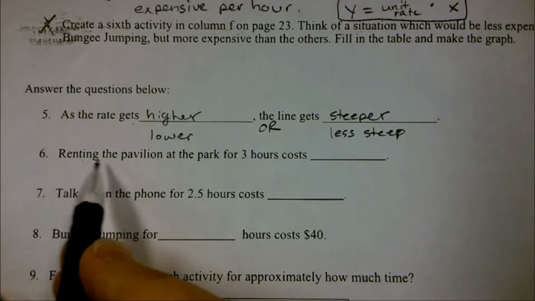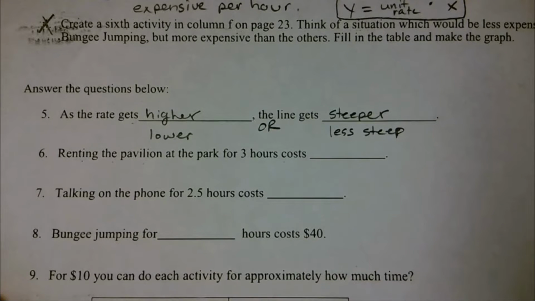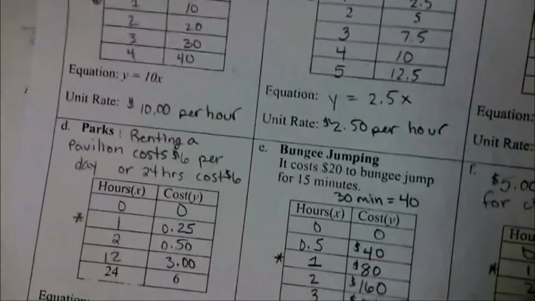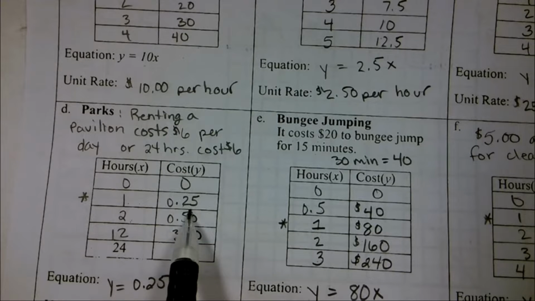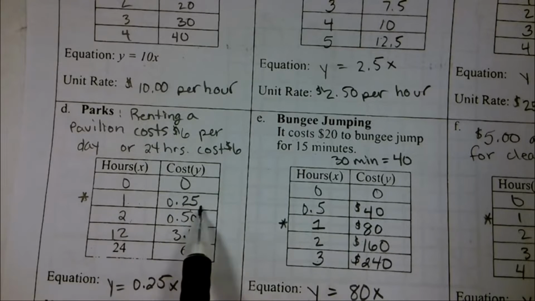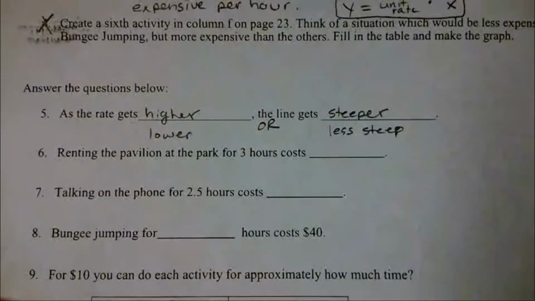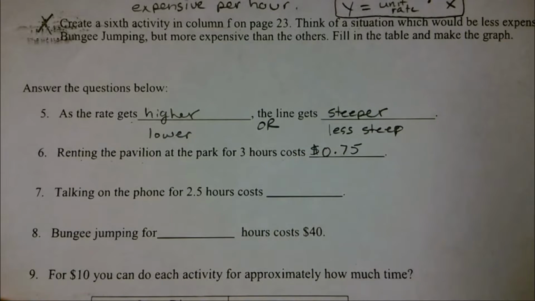Number 6, renting a pavilion at the park for 3 hours costs, well, take a look at your pavilion at the park, that's letter D. For 3 hours, we know the unit rate is 1 hour costs 25 cents. So if we use that unit rate, for 3 hours, we're going to take 3 times 25 cents, which is 75 cents. We can do that in our head. No math required except mental math.